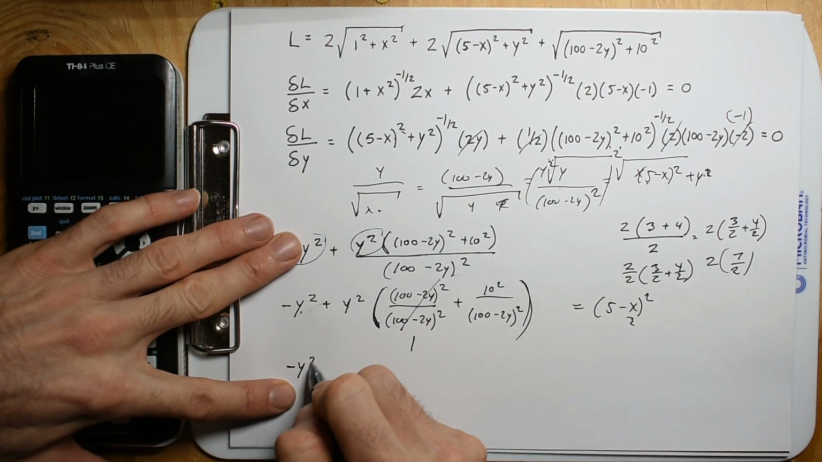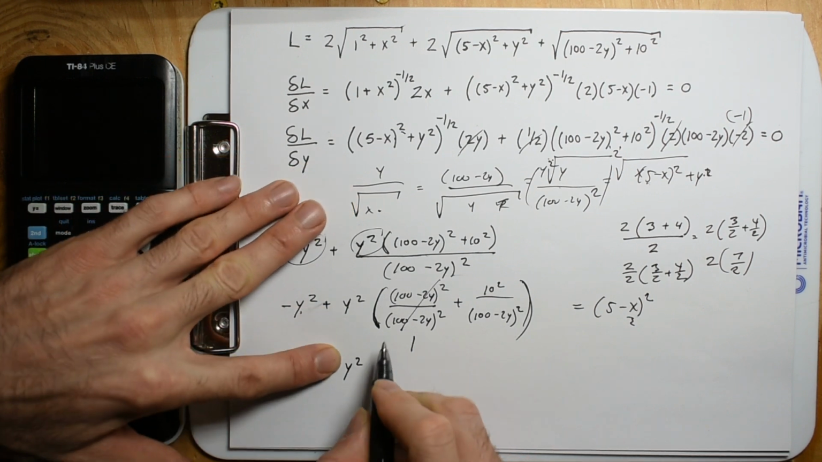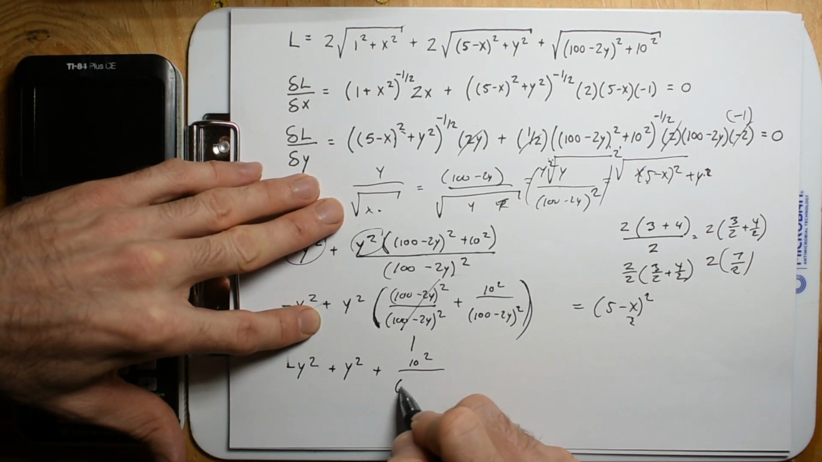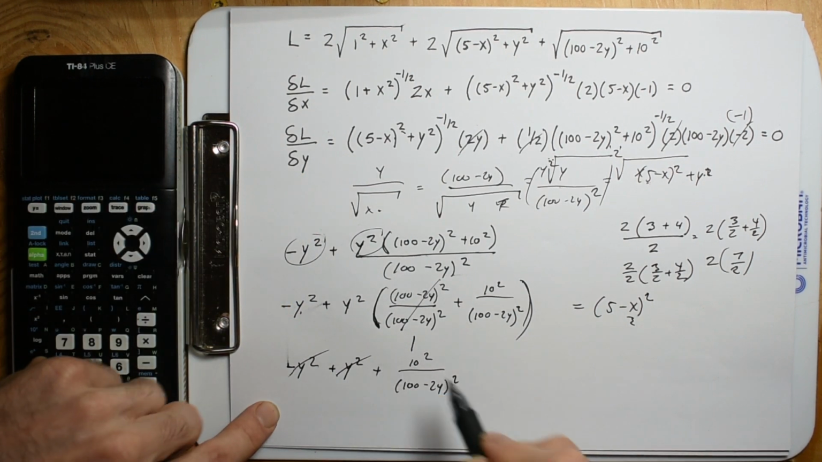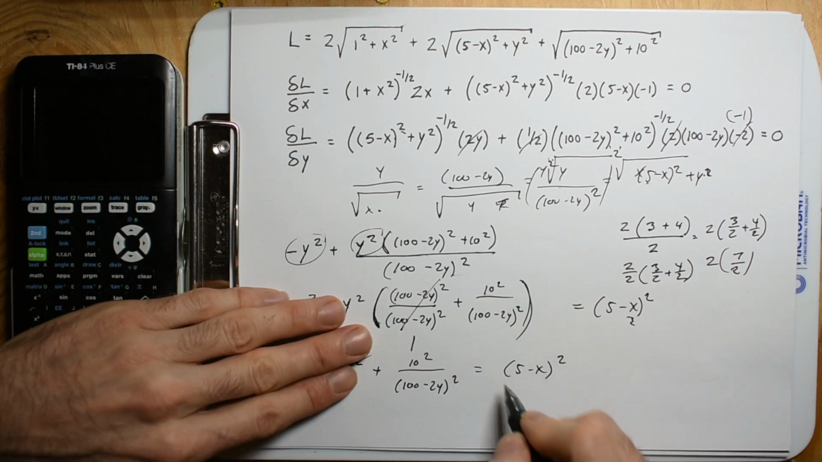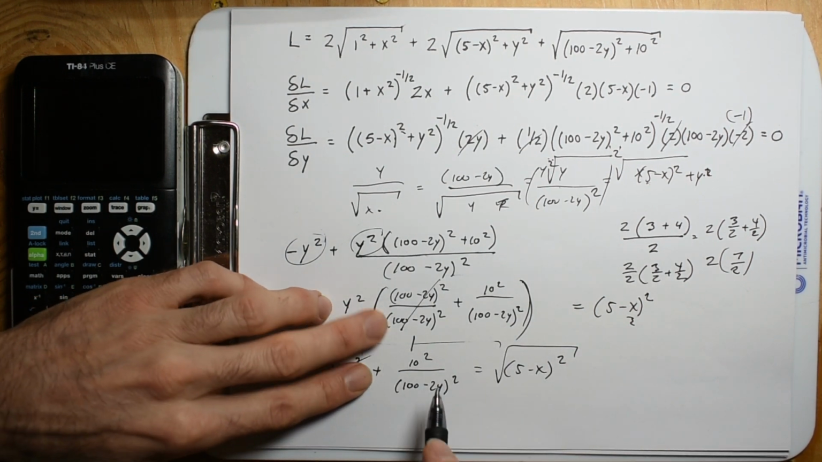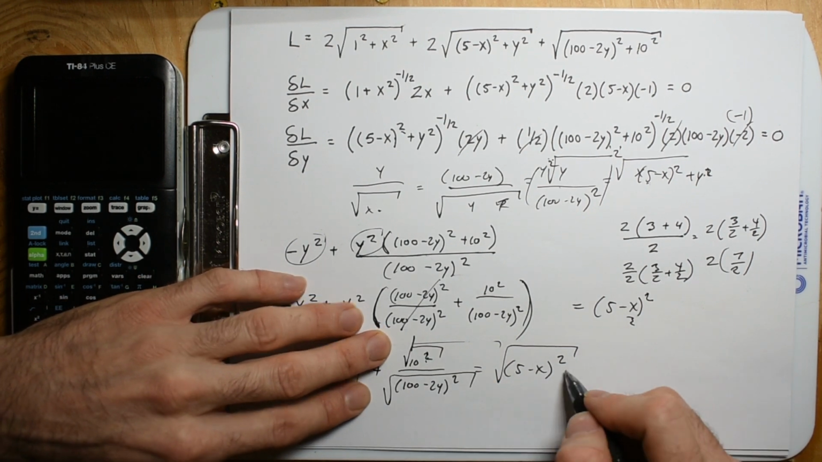So we have negative y squared plus y squared plus 10 squared over 100 minus 2y squared. These cancel, and now we just have this, 5 minus x squared. We need to take the square root. So the square root of this, if I just did that, is the same thing as square rooting the top, square rooting the bottom, and we can easily do that.